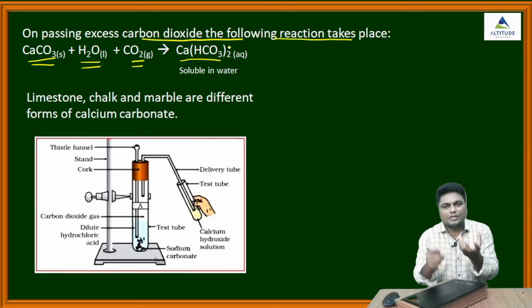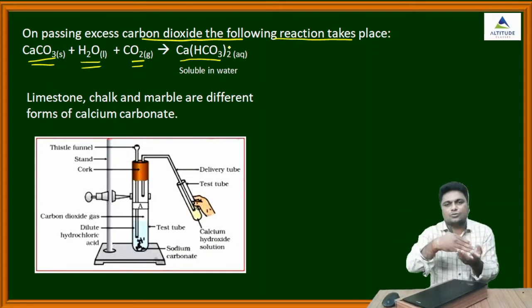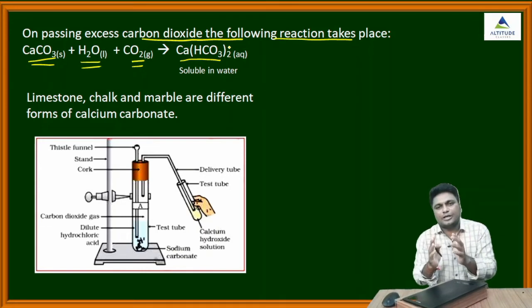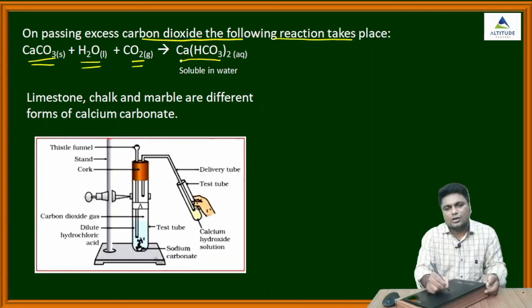First you will get a white precipitate. Then you do the reaction again, passing CO2 through that white precipitate, and slowly the white precipitate dissolves. Why? Because of the formation of calcium bicarbonate. This is also called calcium hydrogen carbonate. Yes, calcium bicarbonate.